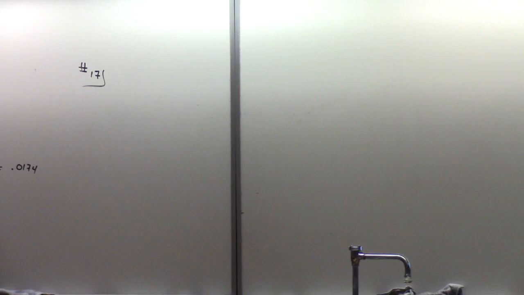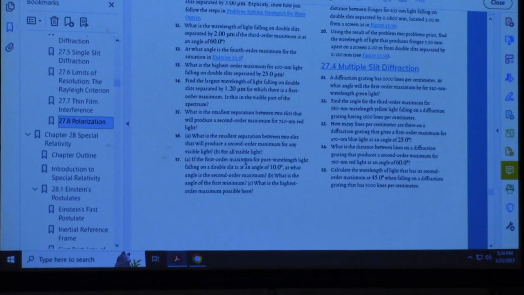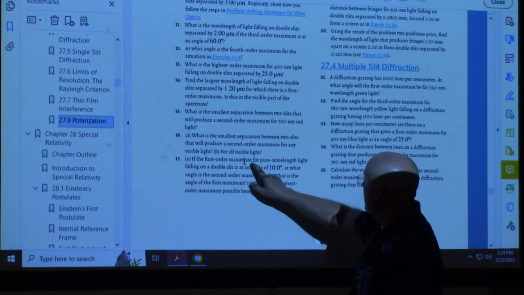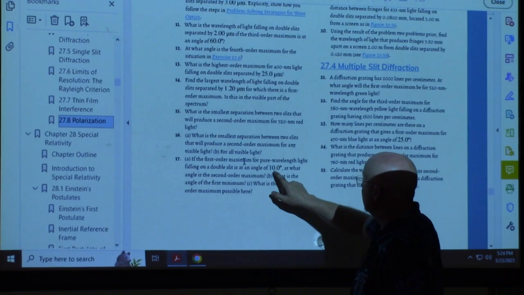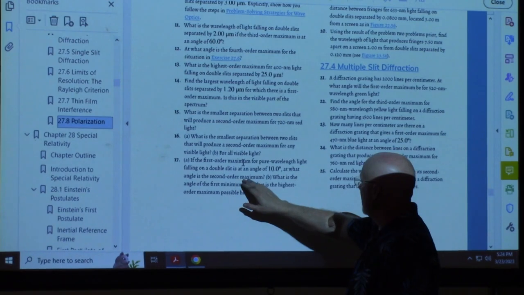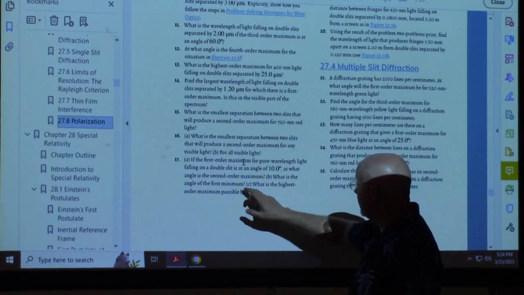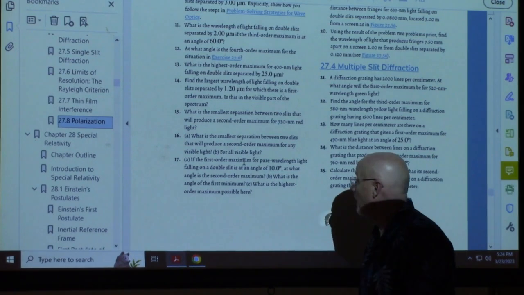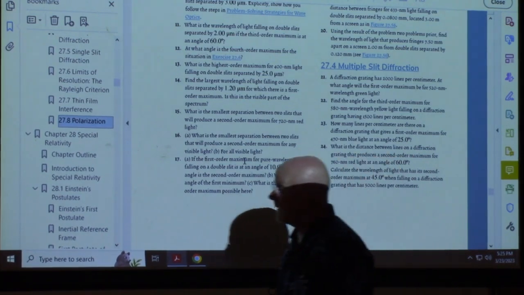And so 17 is down here at the bottom of this page. It says, if the first order maximum for a pure wavelength light falling on a double slit is 10 degrees, at what angle is the second order maximum? And then B, what is the angle of the first minimum? And then C, what is the highest order you can see? All right, well, let me start with this first question, which says, what is the angle of the second one?